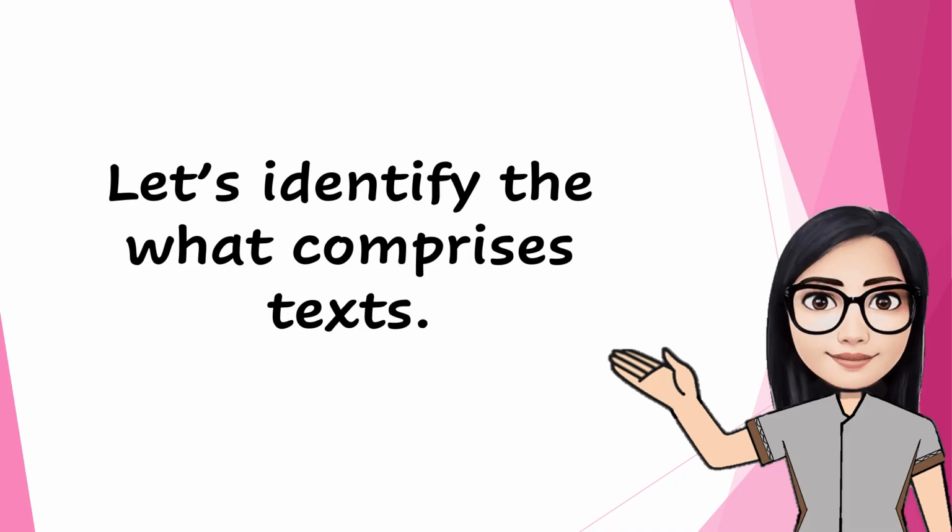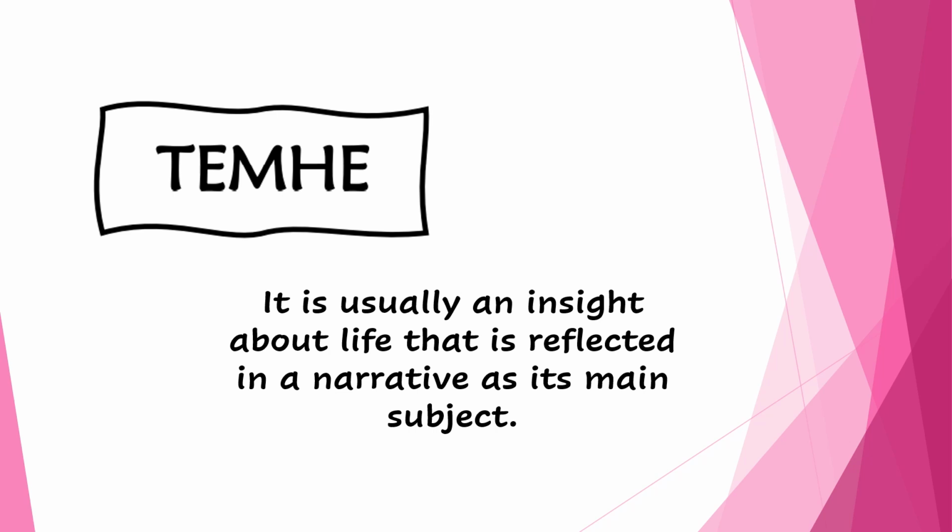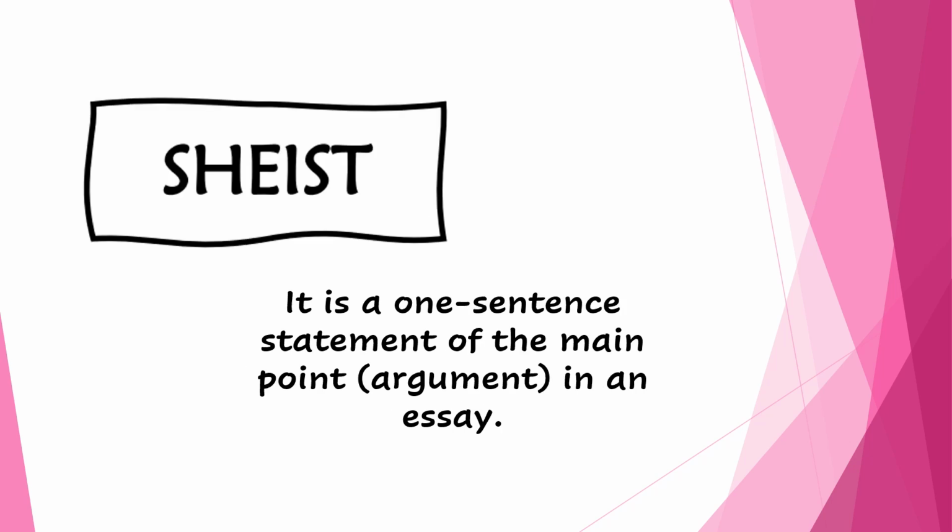Let us identify what comprises text. For your activity, identify the correct word described in each sentence by rearranging the jumbled letters given. Number 1. It is usually an insight about life that is reflected in a narrative as its main subject. The answer is theme. It is usually an insight about life that is reflected in a narrative as its main subject.